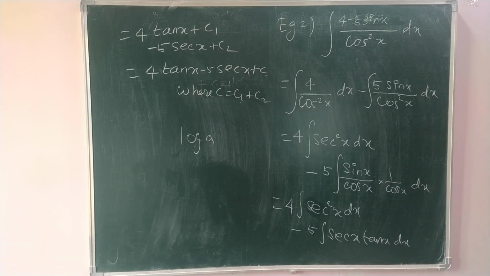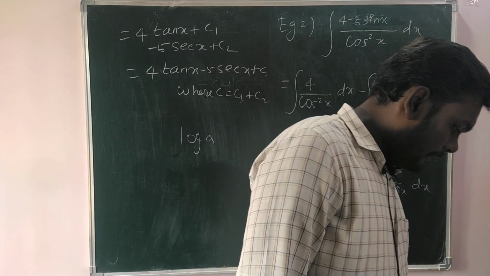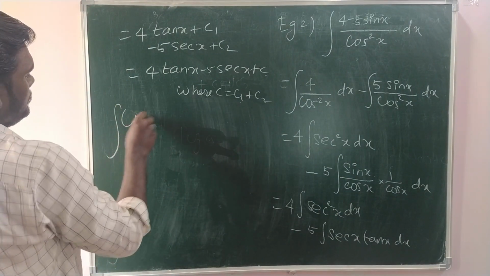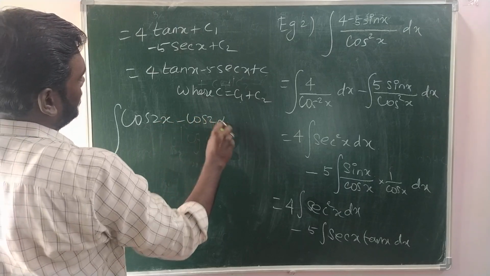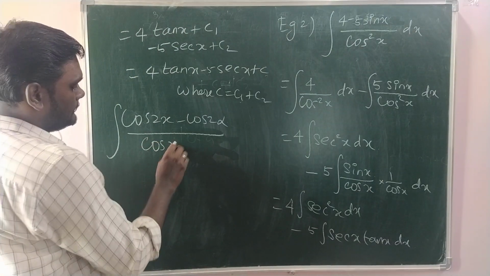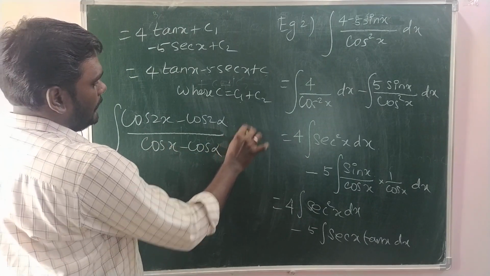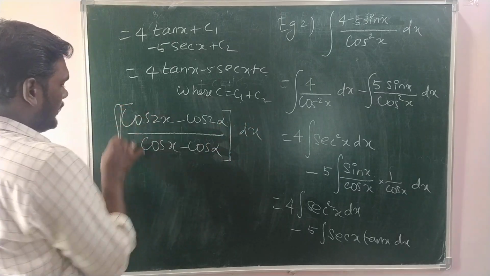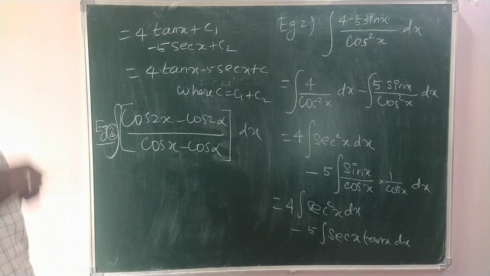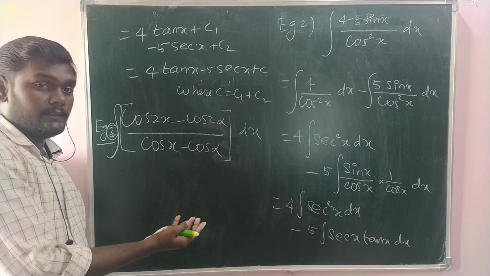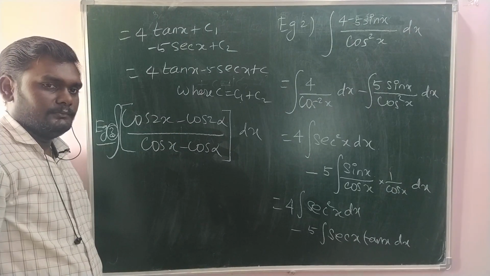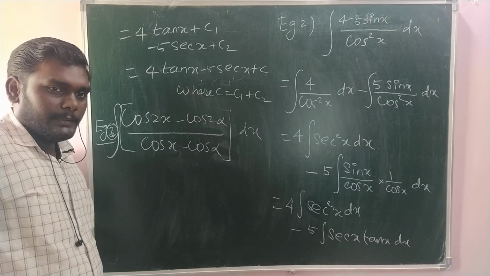Okay, good. Based on this, I'll give you a question. You just give it a try. Integral of (cos 2x minus cos 2 alpha) divided by (cos x minus cos alpha) dx. How could this be done? We don't have a separate formula for this, and if we split it, there is also no hope. Then how could this be done?